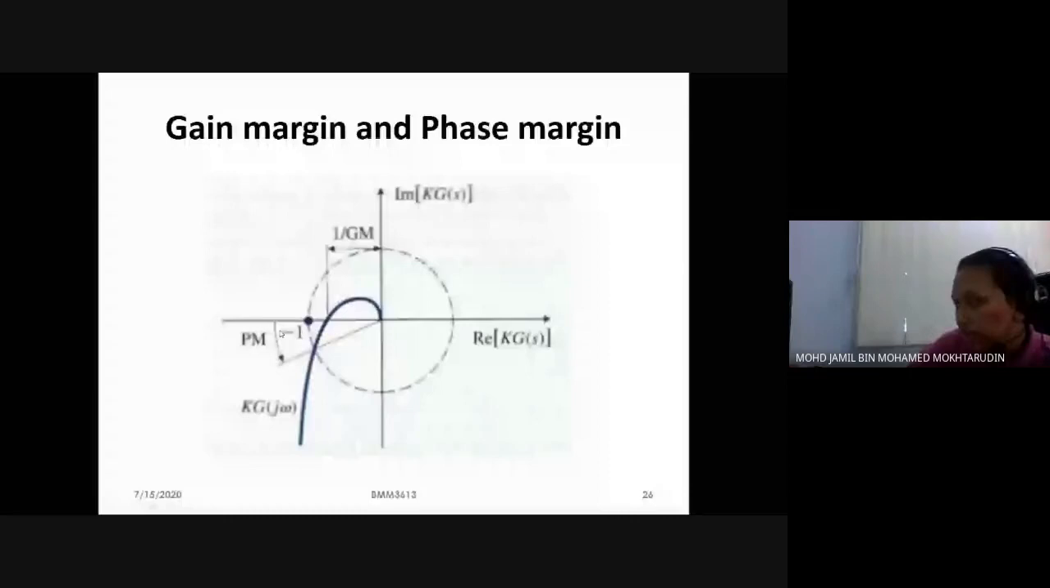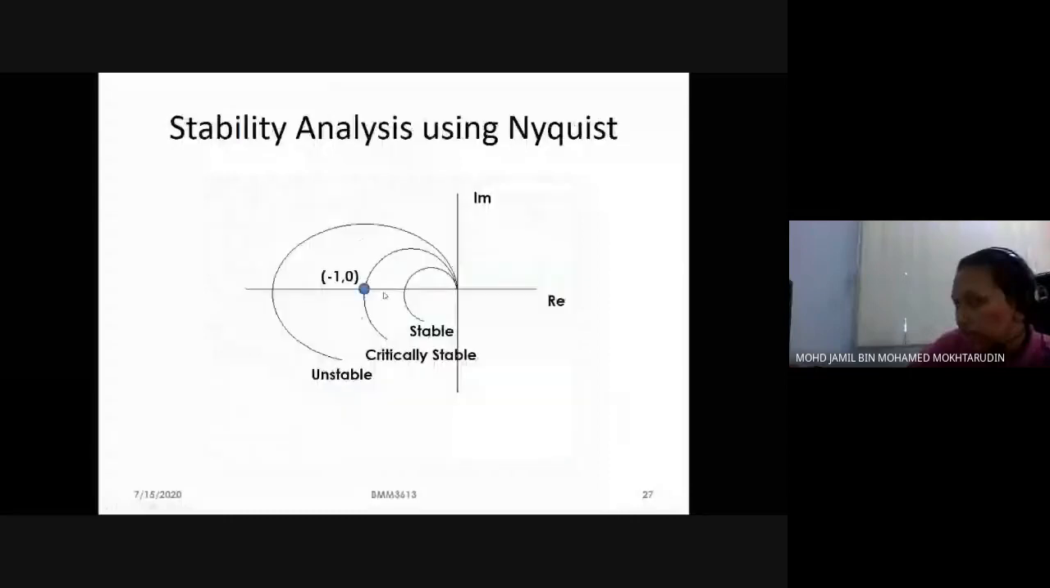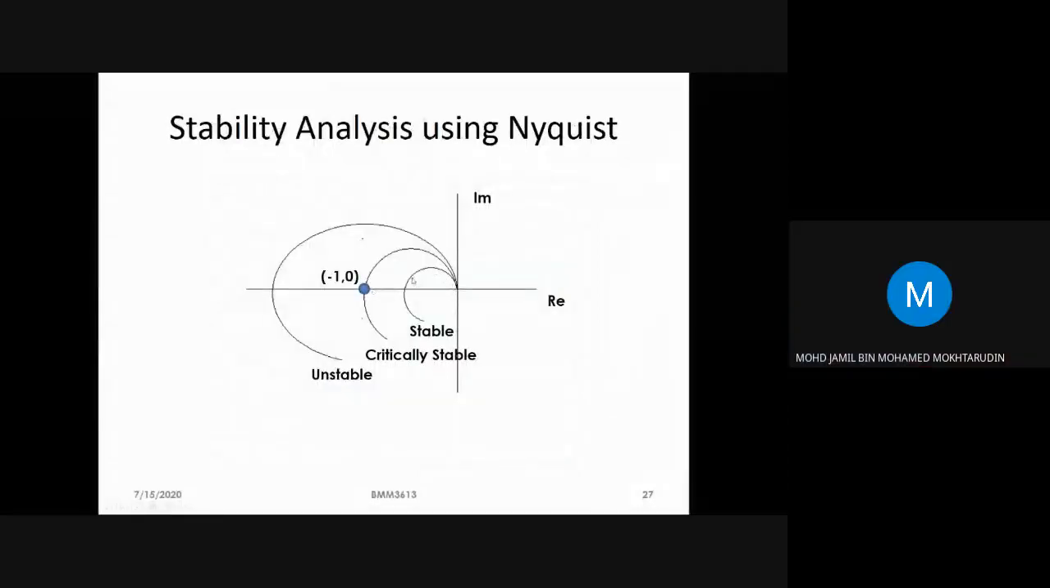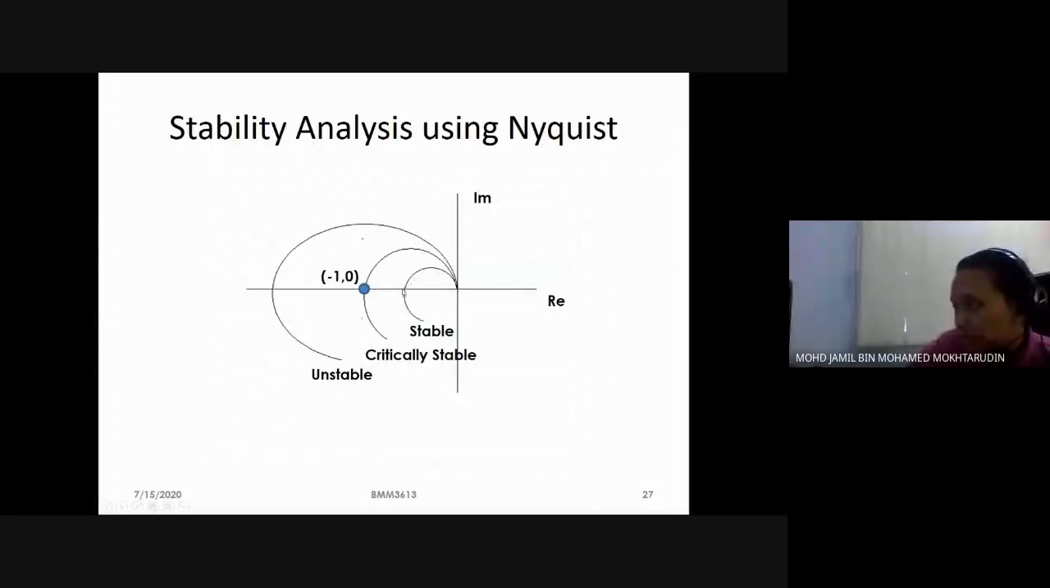So this is what I said just now. If it intersects at less than -1, the system is stable. If it intersects at -1, then it is critically stable. And if it is more than -1, then the system is unstable. That's the only way to determine stability using a Nyquist plot.